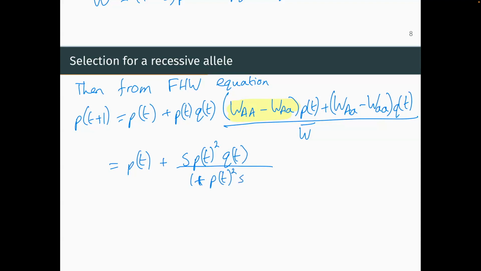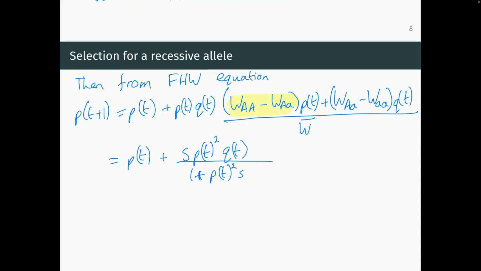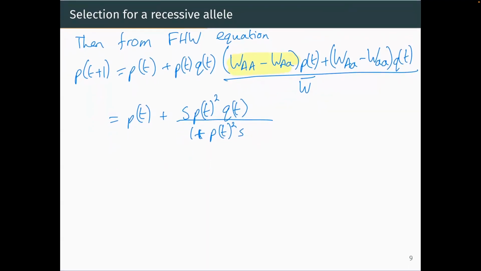And we want to do exactly the same as what we did before. We want to think about what happens when P is relatively small. This is when our big A allele is rare. So how does it spread when it's rare in the population? In other words, when P of t is approximately 0, so when P is close to 0, we can approximate this equation above.